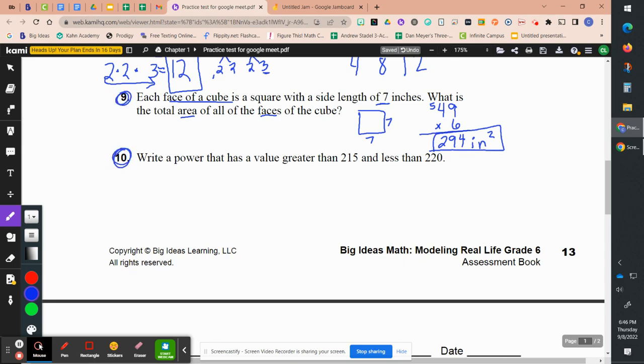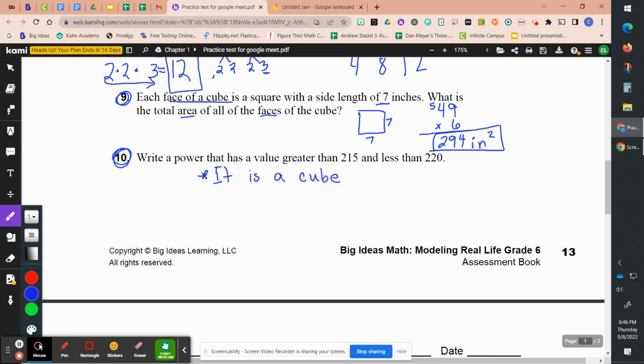Okay, so number 10, write a power that has a value greater than 2^5 and less than 2^20. Okay, there's going to be a little bit of a hint here. Hint, it is going to be a cube.